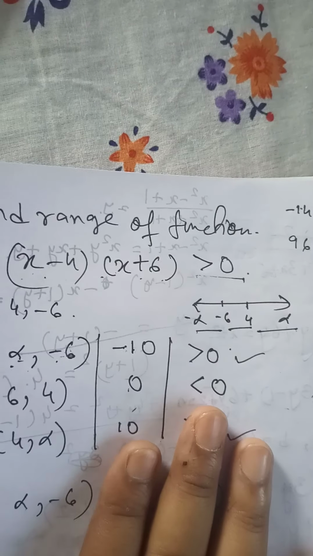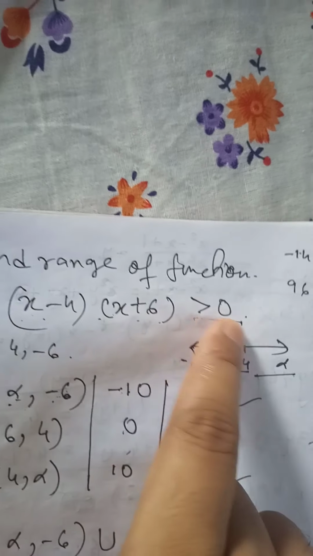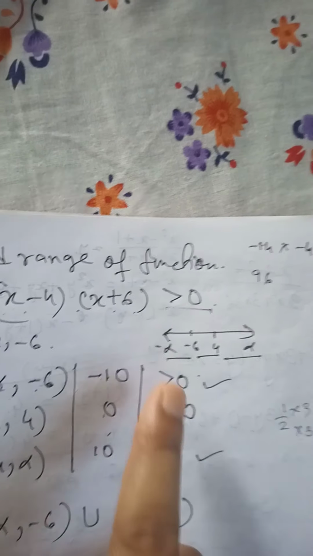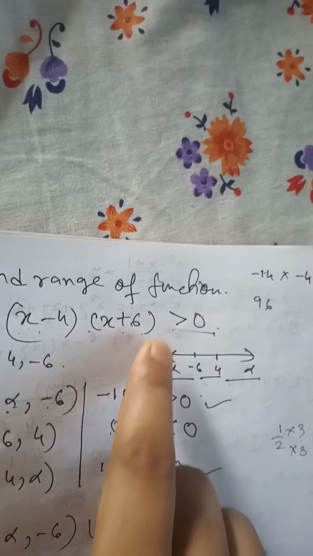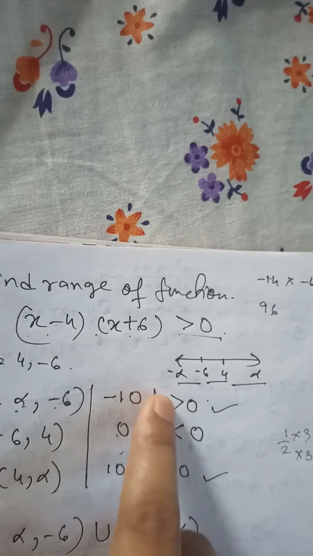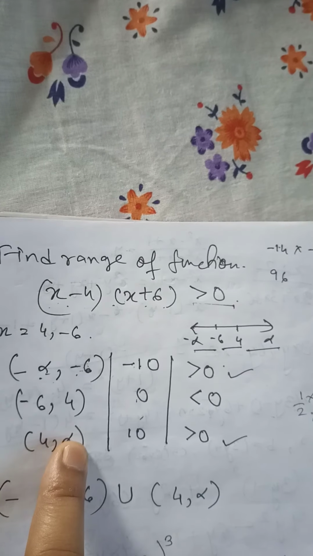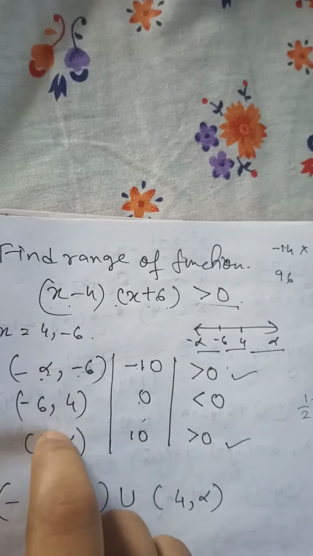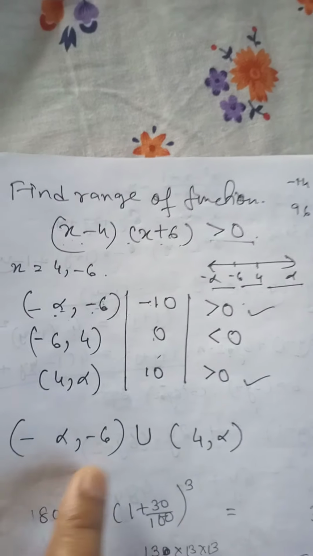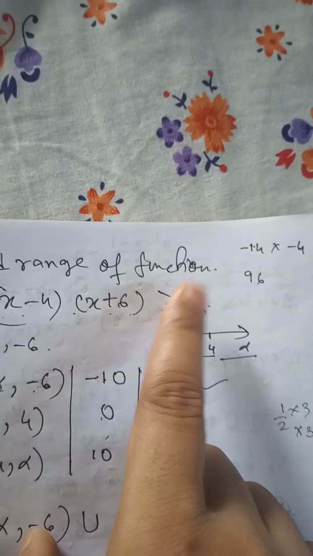Now after doing this, you go back to the original sum. Over there it is given greater than 0. Now checking these three, this condition is satisfied for greater than 0 in these two intervals, minus infinity to minus 6 and 4 to infinity. So this is your answer. You will write the answer as minus infinity to minus 6 union 4 to infinity. You skip the middle range as it is not satisfying the given condition.